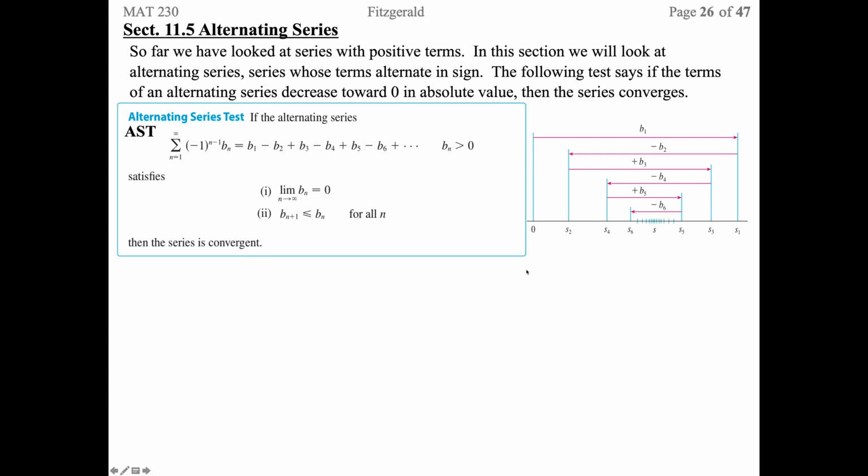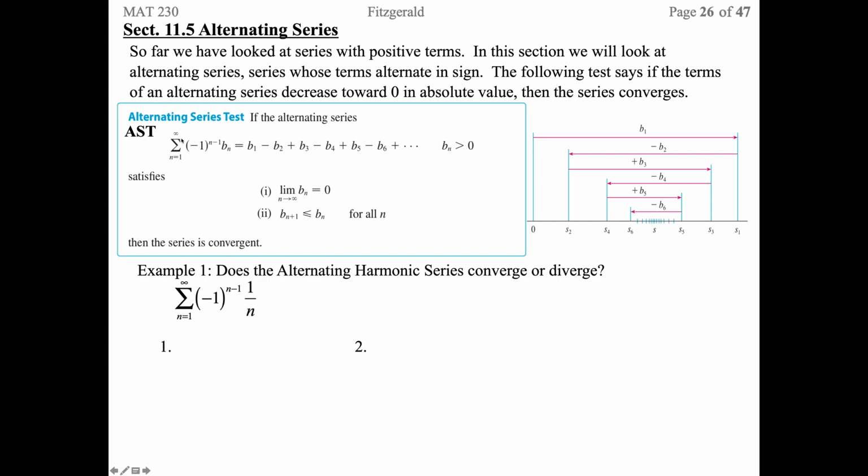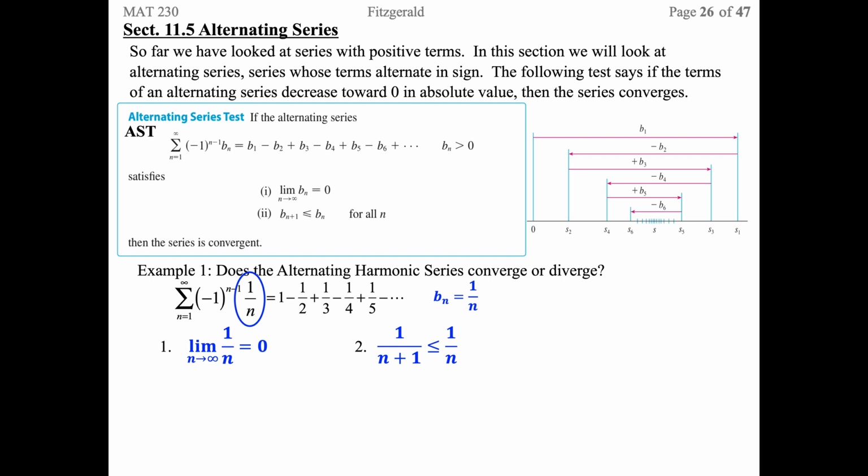So let's look at some tests. We're going to abbreviate this as AST in our justifications. So we saw in the past that the harmonic series diverges. Well, now that it's alternating, let's see if it's going to converge. So 1 minus 1/2 plus 1/3 minus 1/4 plus 1/5, and so on and so forth. Take the 1 over n, that's your b sub n, take its limit. Well, we can clearly see that it's going to 0 because the top stays the same while the bottom gets bigger. And now we have to see if it's decreasing.